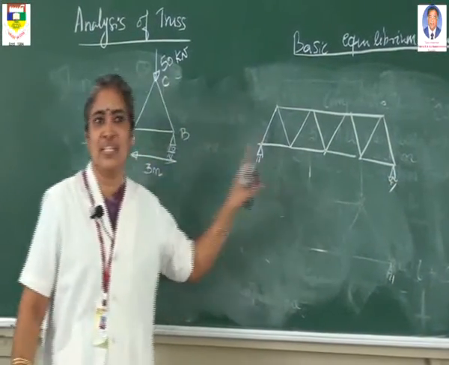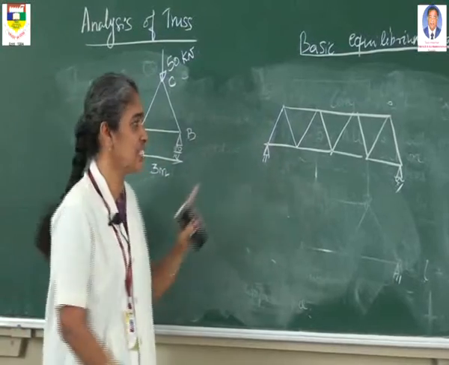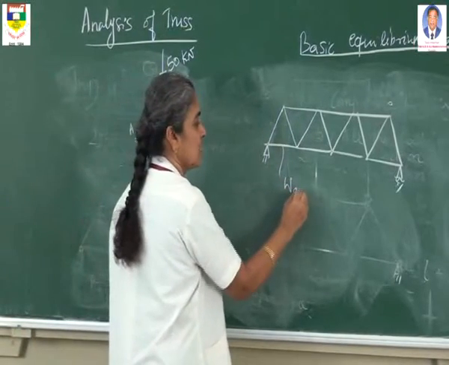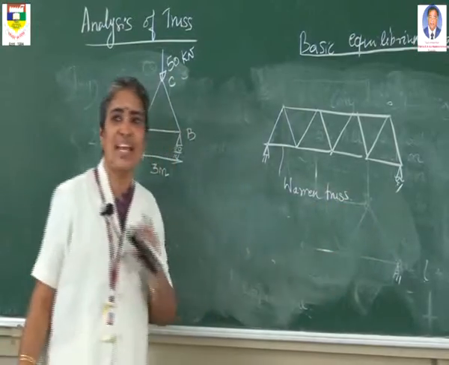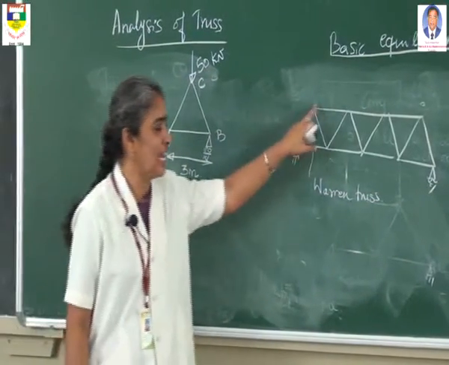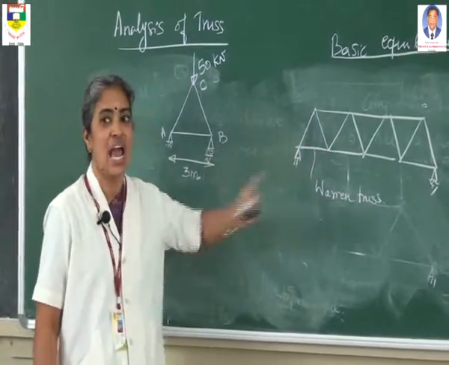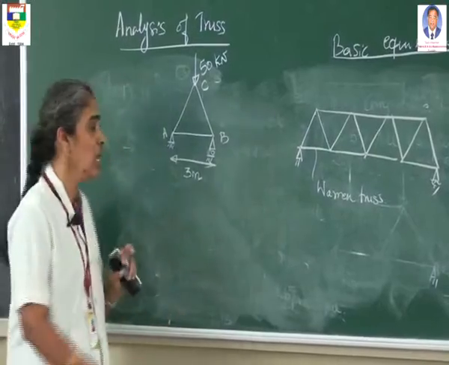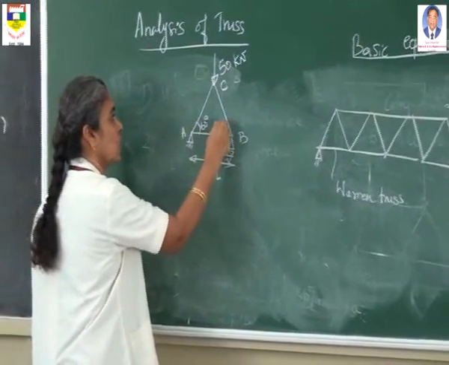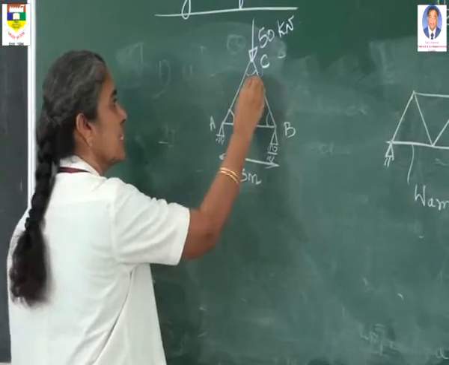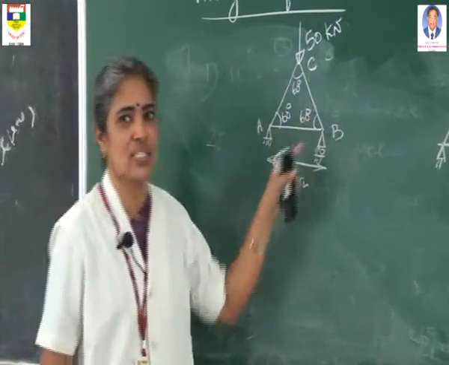This is the bridge truss. This type of bridge truss is called a Warren truss. To explain the concept, I am going to take only one triangle in this truss, and this is an equilateral triangle. So this angle is taken as 60 degrees, this angle is also 60 degrees, this is also 60 degrees. So all the angles are 60 degrees.